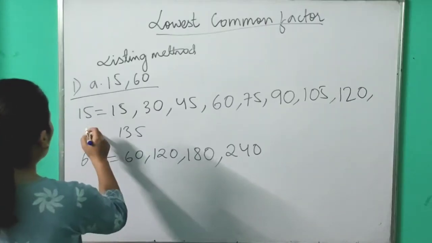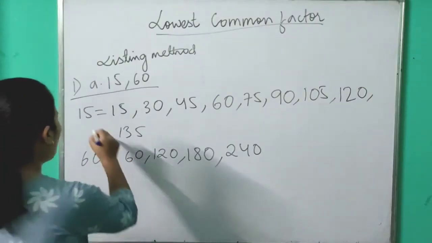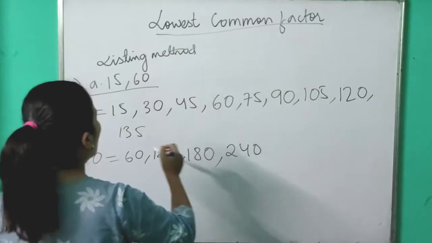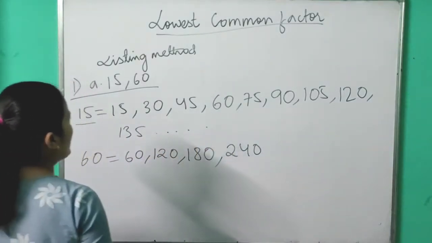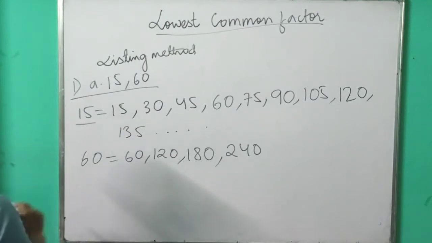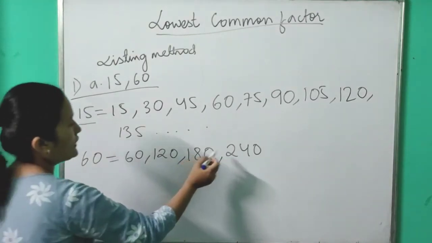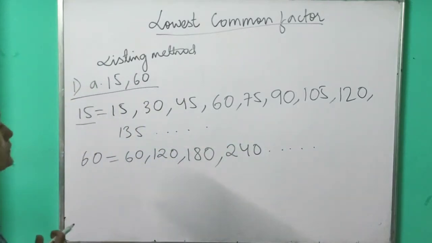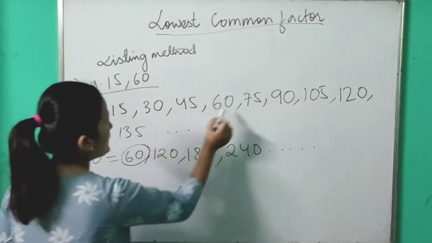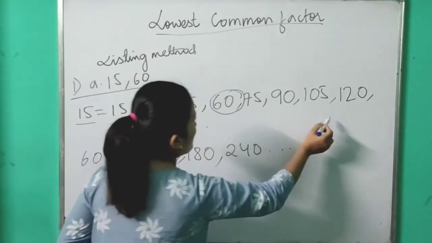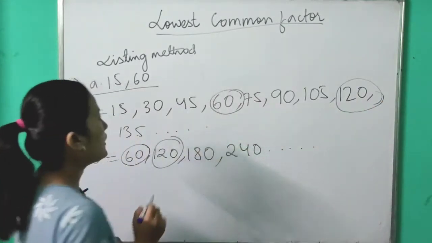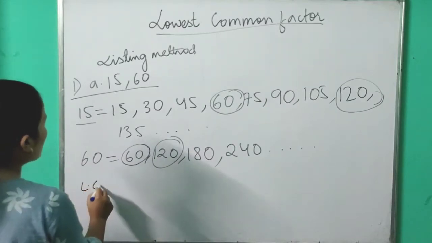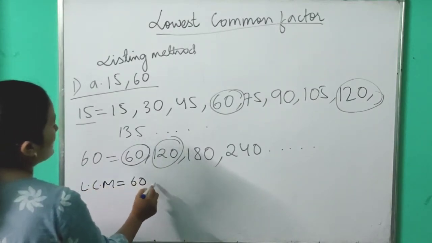In the listing method, you first have to find the multiples of each number. So list down the multiples of 15: 15, 30, 45, 60, 75, 90, 105, 120, 135 and so on. Similarly, you will find the multiples of 60: 60, 120, 180, 240 and so on. Now let us find the common multiples between these two numbers. You have 60, then you have 120. Among 60 and 120, which one is the lowest? Obviously 60, right? So the LCM of these numbers would be 60.